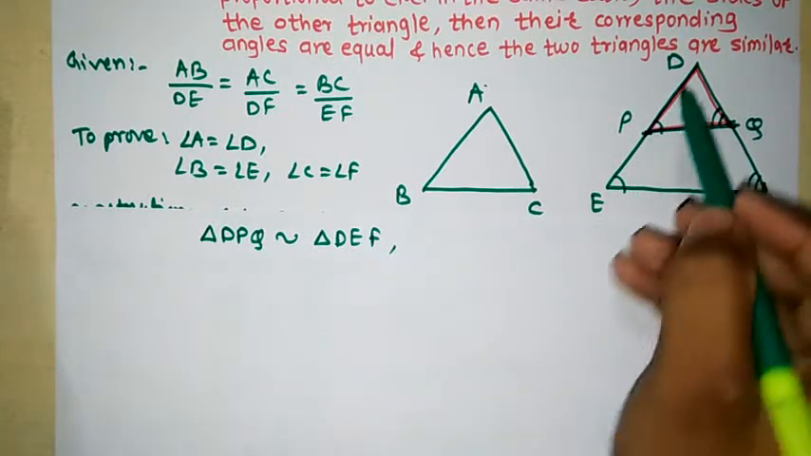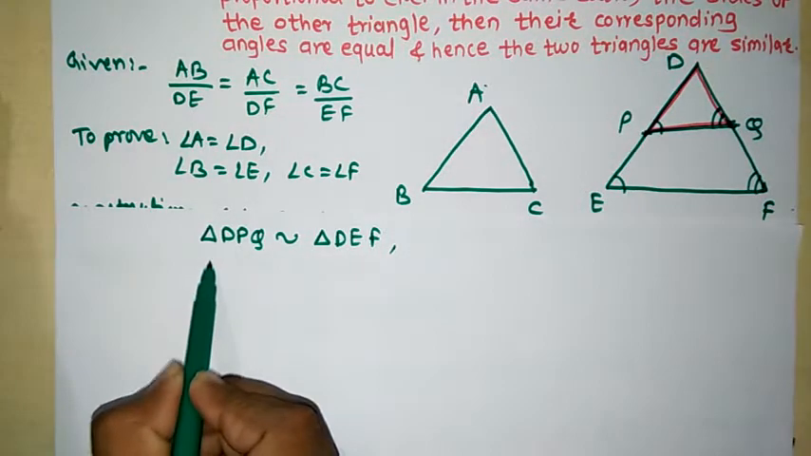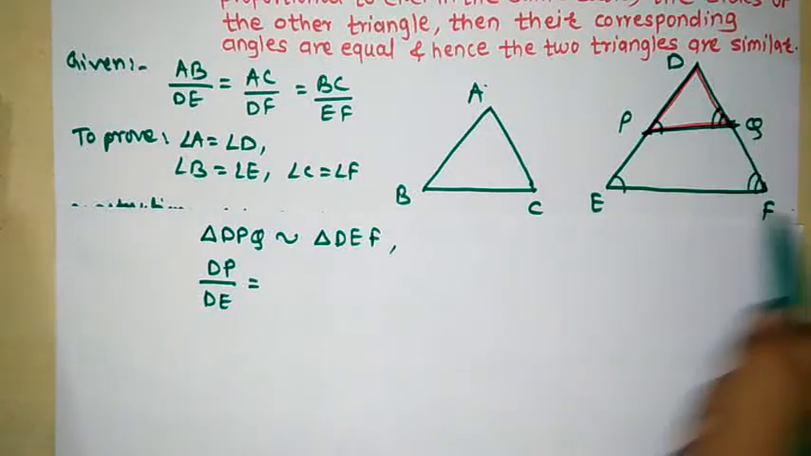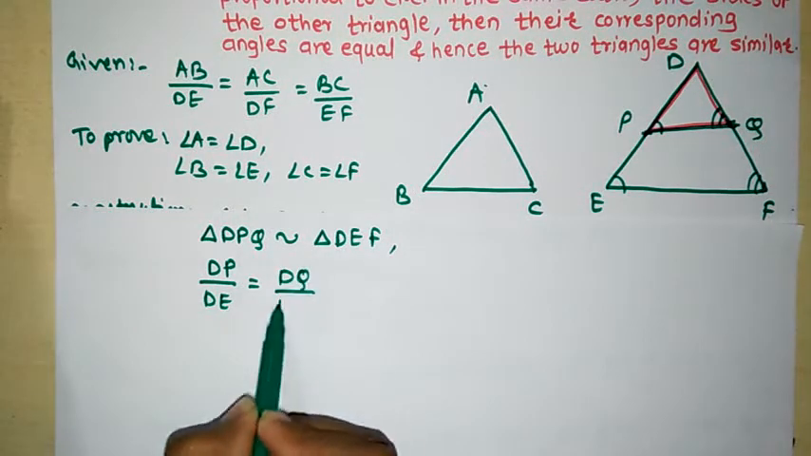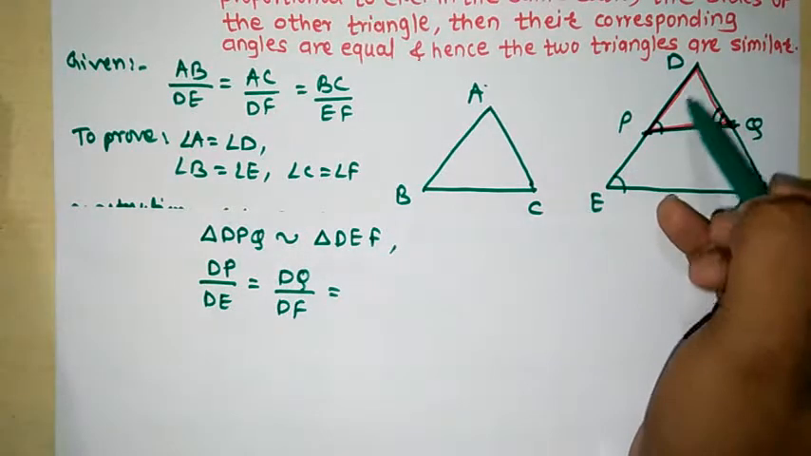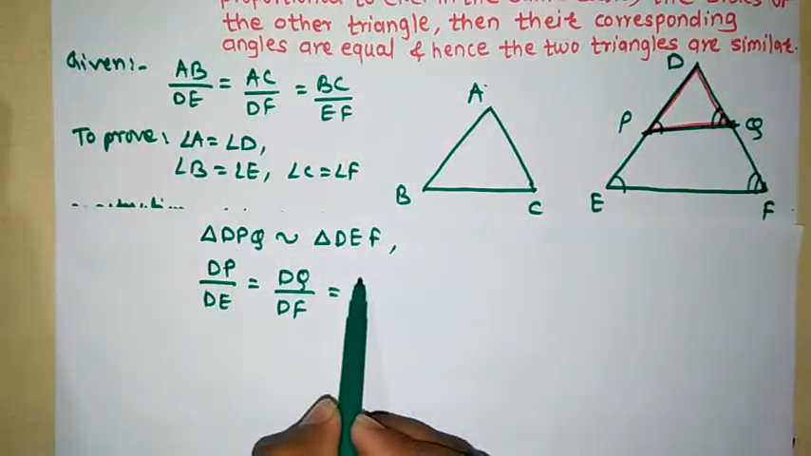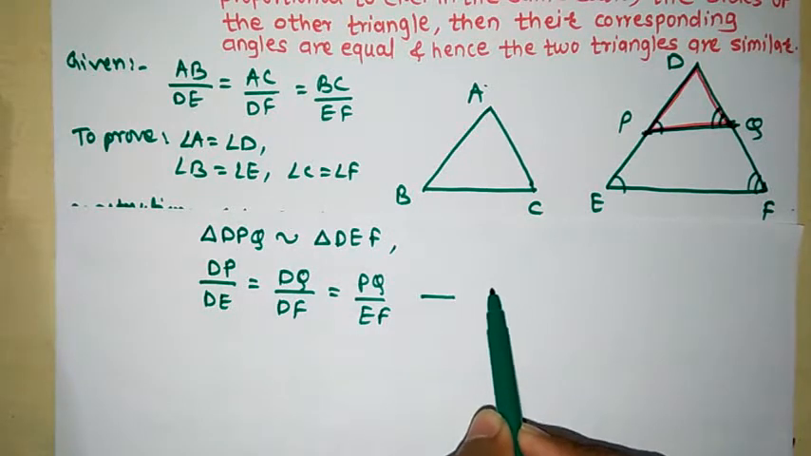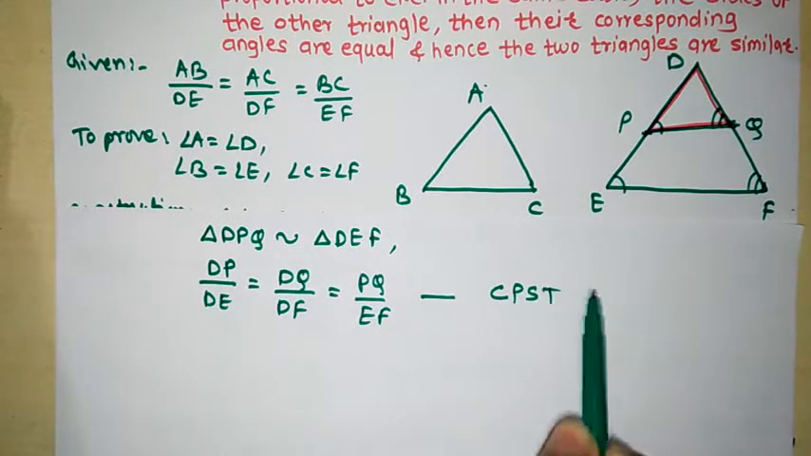Therefore, can we use DP by DE is equal to DQ by DF, which is also equal to PQ divided by EF? What is the reason? These are the corresponding parts of similar triangles. We know that the corresponding parts of similar triangles are in the same ratio.